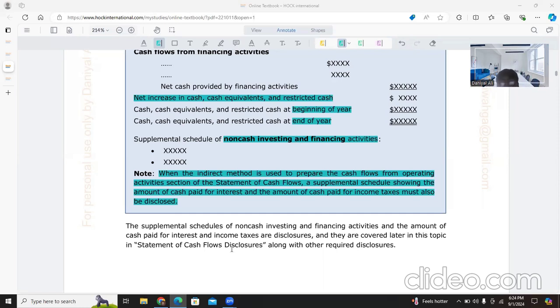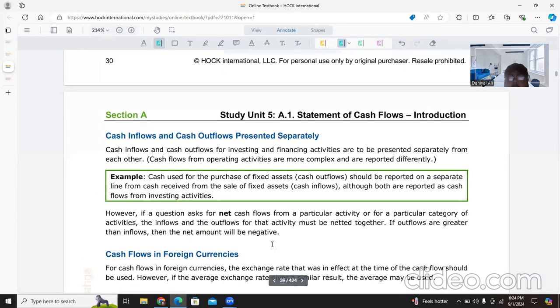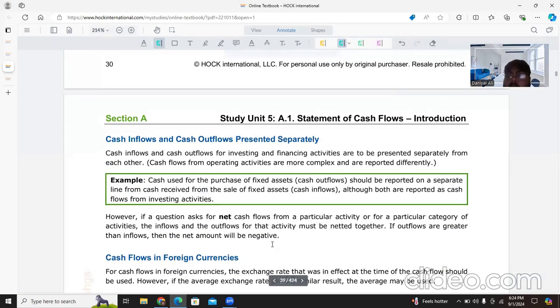As has been mentioned below, you are required to show statement of cash flows disclosures as well with other disclosures. Yes, you are required to prepare the disclosures. If I move forward, I see that your cash inflows and outflows you can present separately, your foreign currencies. We're going to move through each and every item side by side, slowly. Let us move forward, please.